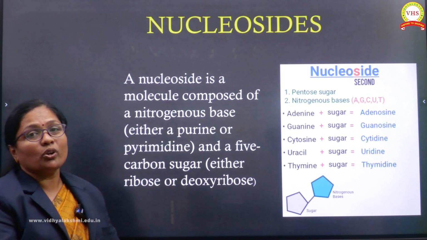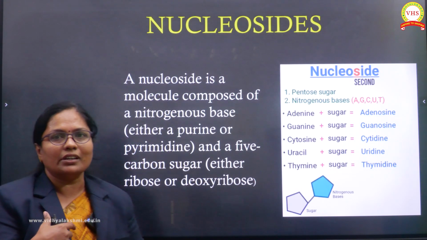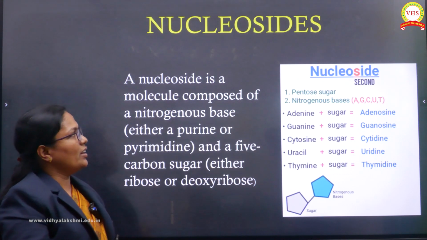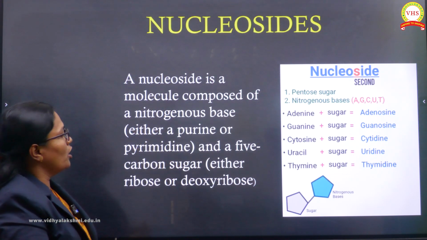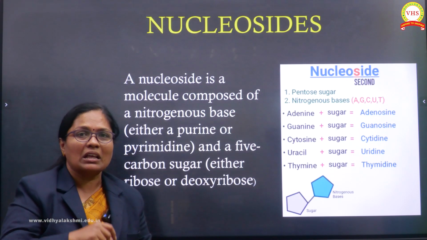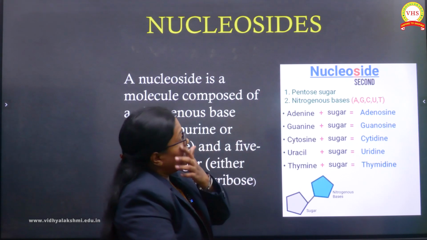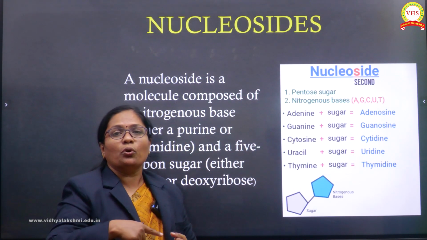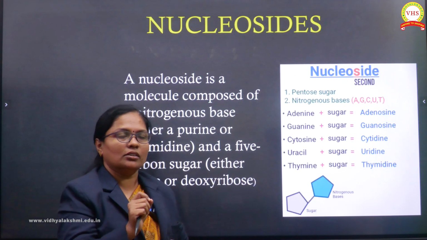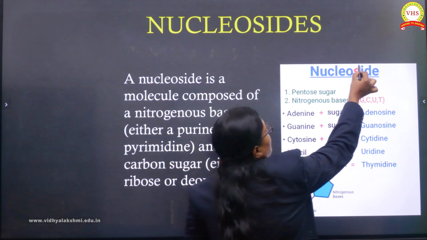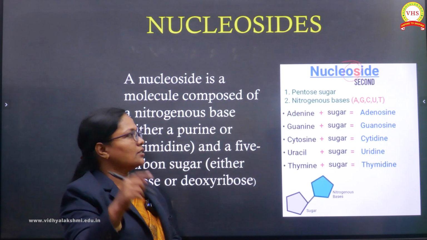And next, nucleoside. From nitrogen base and sugar, we are now going to learn about nucleoside. What is a nucleoside? A nucleoside is just a molecule composed of nitrogen base plus sugar. Now look here. We will learn the difference between nucleoside and nucleotide. The first comes as nucleoside, which ends with side, nucleoside.